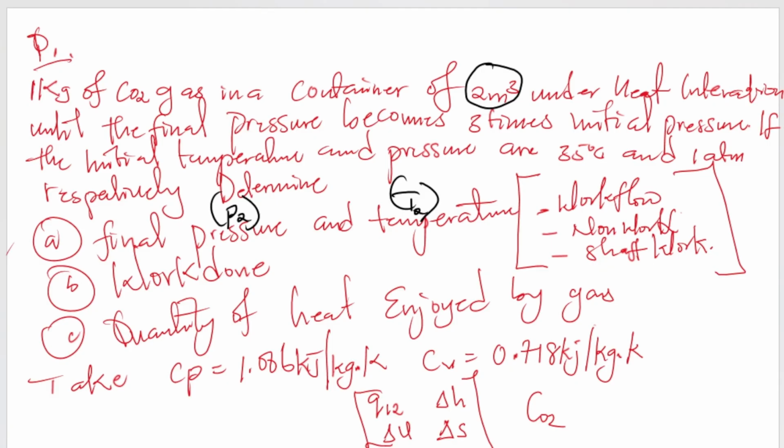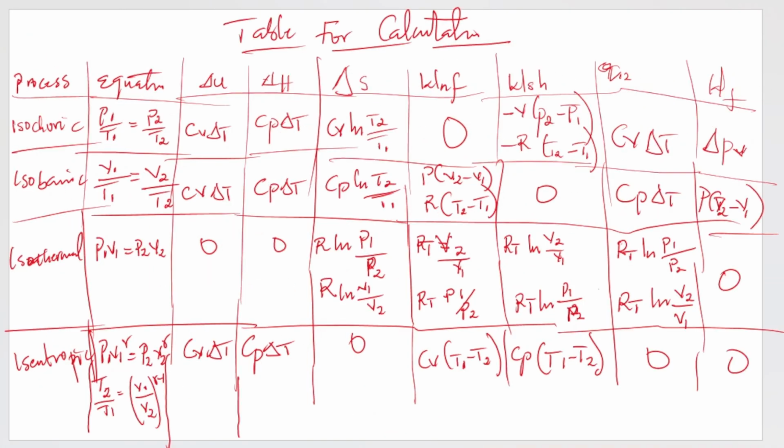Right. Now let's go back to the next question. The next question says work done. Now I told you that before you calculate for work done, you need to know the flow work, the non-flow work, and the shaft work. Now go back to our simplified table. I gave you this simplified table so that you will know the equation to use for each of these parameters.